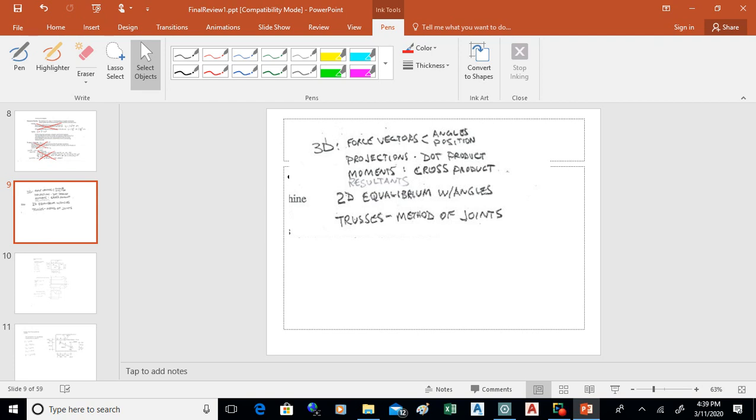Okay, there'll also be a 2D equilibrium problem using trig. I think it was like number 2 on your midterm, something like that, because I want to be sure we can do that. And there'll also be a truss, just method of joints, so I won't do sections. I'll just give you a basic truss and have you work through it.